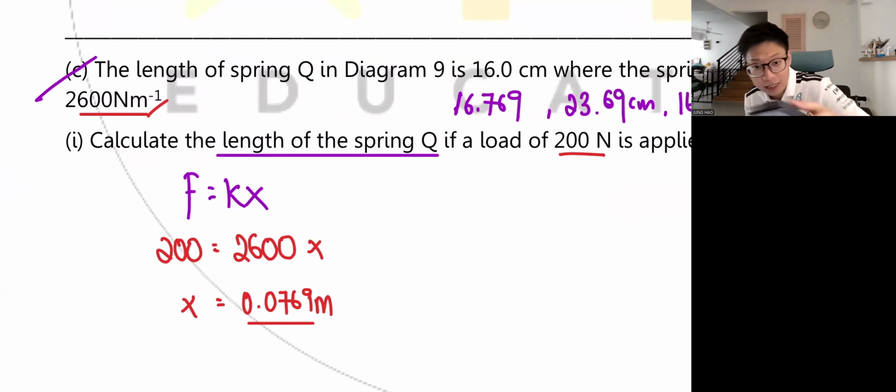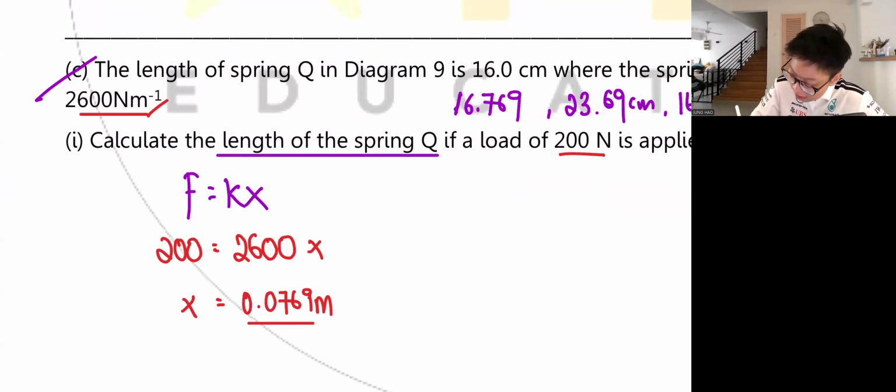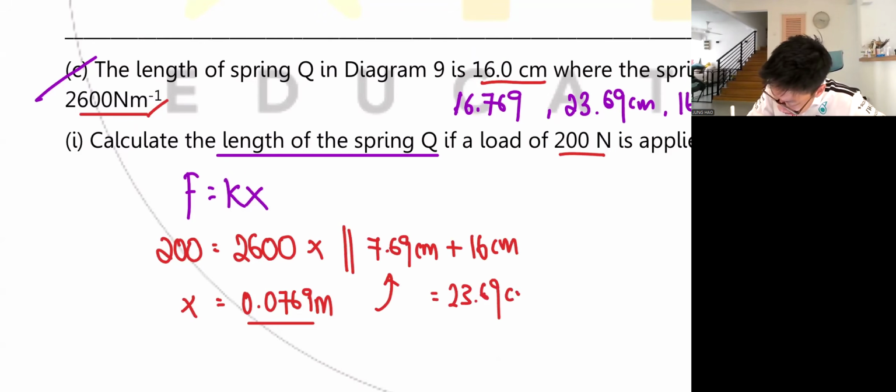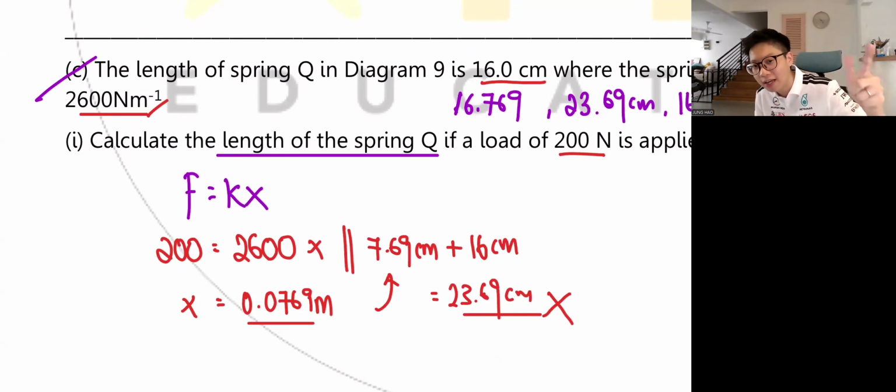How do I know it's in meter? Because you can see they give you meter, right? So this is going to be in meter form. Then what's going to happen next is I need to change this to cm first, right? Because the 16 is in cm. So I get 7.69 cm. And then what is the next thing I do? I need to add back 16 cm. Correct or not? Then I get 23.69 cm. Okay, guys, but this answer is wrong. Can anybody tell me why this is wrong?